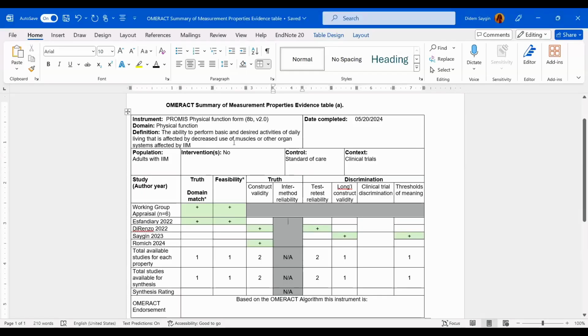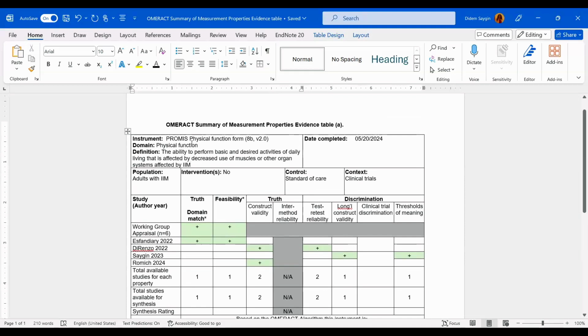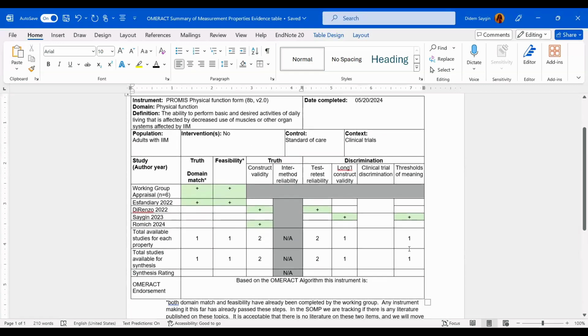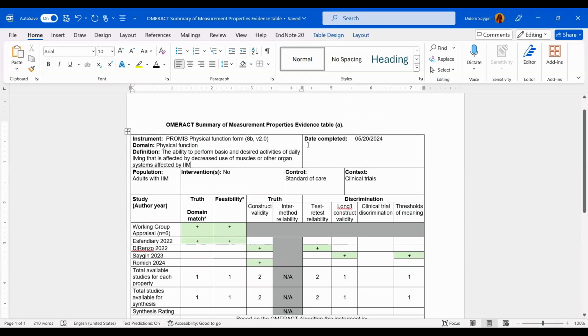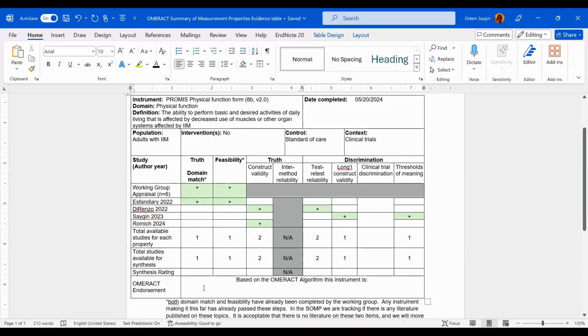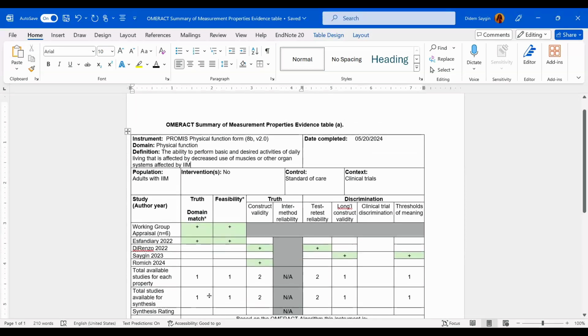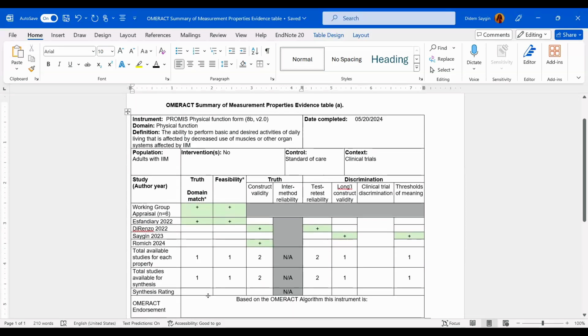Of course. So let me pull up. Hi, everybody. Good morning. So this is what we had in our workbook for the PROMIS physical function form. Again, we're the myositis group. Our population is adults with idiopathic inflammatory myopathies. I see that the table looks a little different than what you showed, Dorcas. The truth and feasibility, you have it up there, and you have the truth discrimination, different ones up here, you have the year different, etc. So there are some differences. I guess this is the old version.